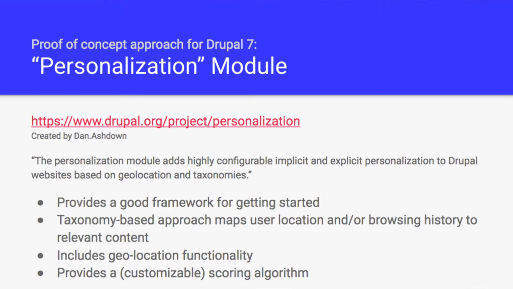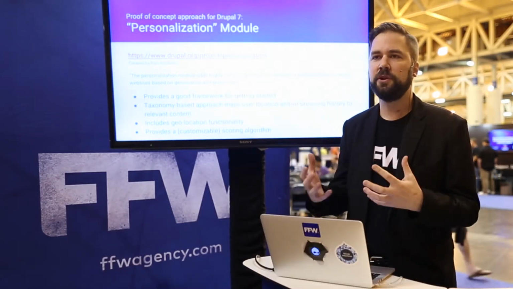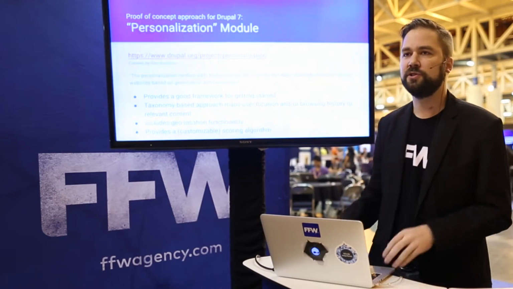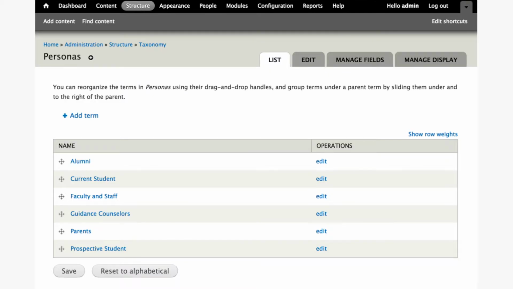It provides a customizable scoring algorithm and really just a great way to install something, get up and running, and start to experiment with how you could implement a personalization solution on Drupal 7. It sets a cookie on the user in the background with a unique ID. And here's an example of a taxonomy vocabulary that's been configured in Drupal 7 for the use of this module.